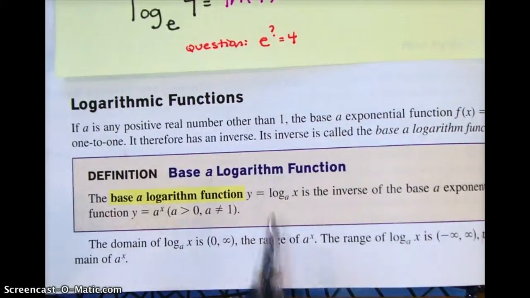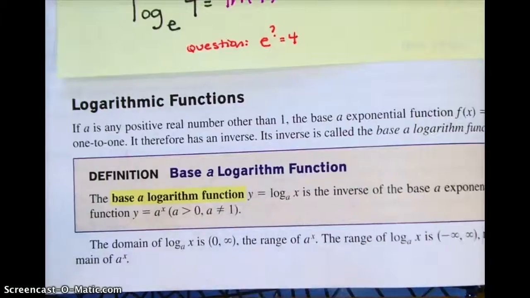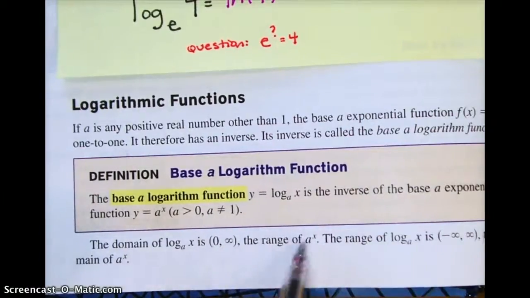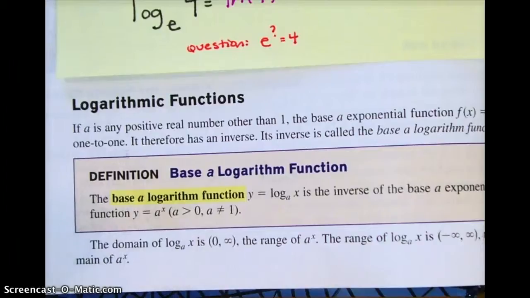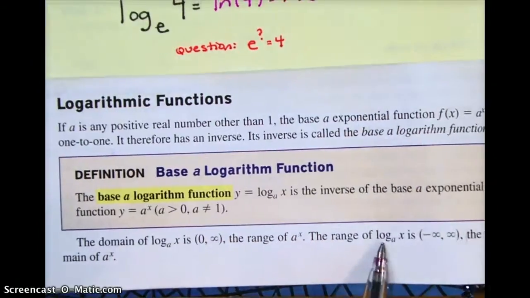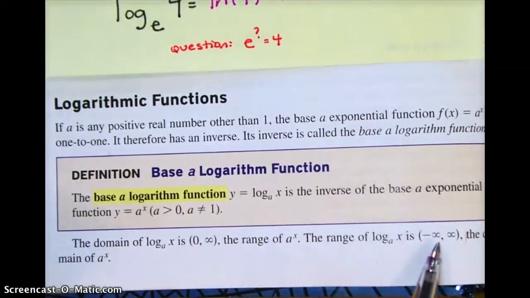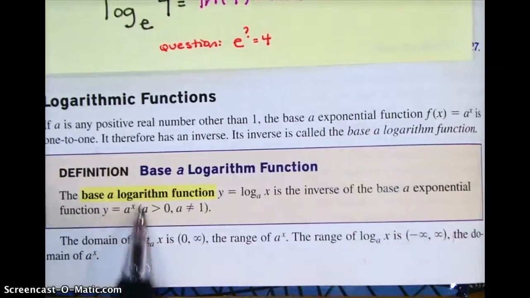So that's true for the inverse range as well. The domain of this base a logarithm function is positive numbers not including 0, which is the range of that exponential function. That makes sense. They're inverses, so the range of one is the domain of the other. The range of this log base a function is all real numbers, which was the domain of the exponential.